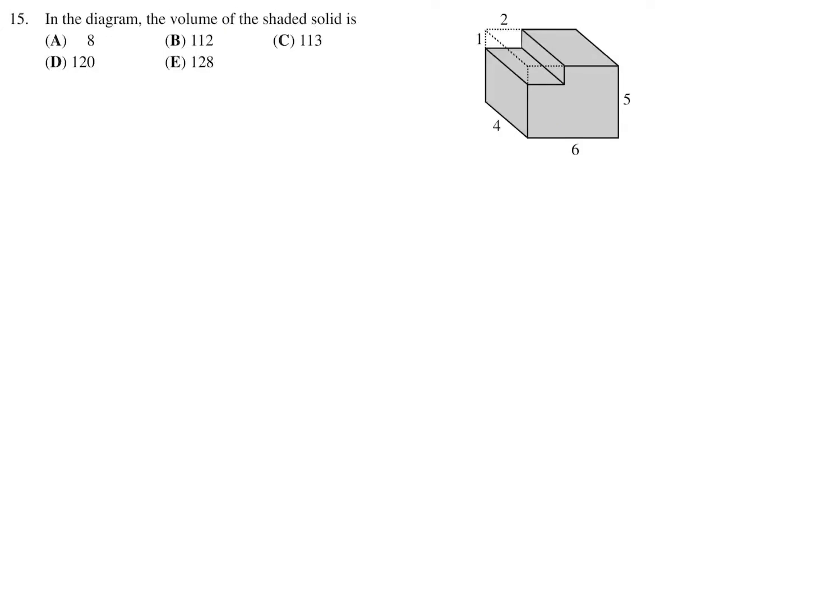In the diagram, the volume of the shaded solid is... All right. Well, the entire solid, including this one that they've sort of cut out, would be length times width times height. So in this case, it's 6 times 4 times 5, right? So that volume is equal to 120.